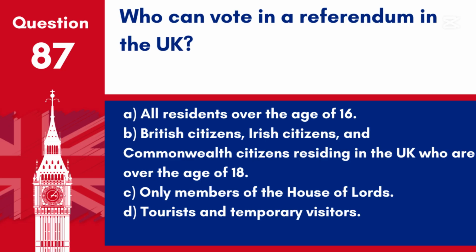Question 87. Who can vote in a referendum in the UK? A. All residents over the age of 16. B. British citizens, Irish citizens, and Commonwealth citizens residing in the UK who are over the age of 18. C. Only members of the House of Lords. D. Tourists and temporary visitors.